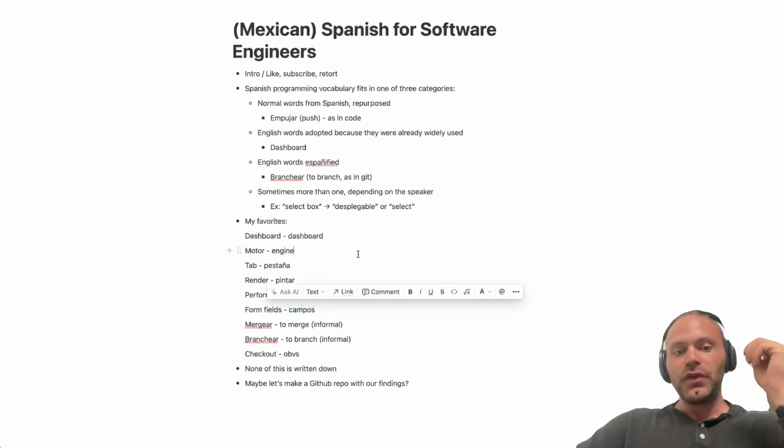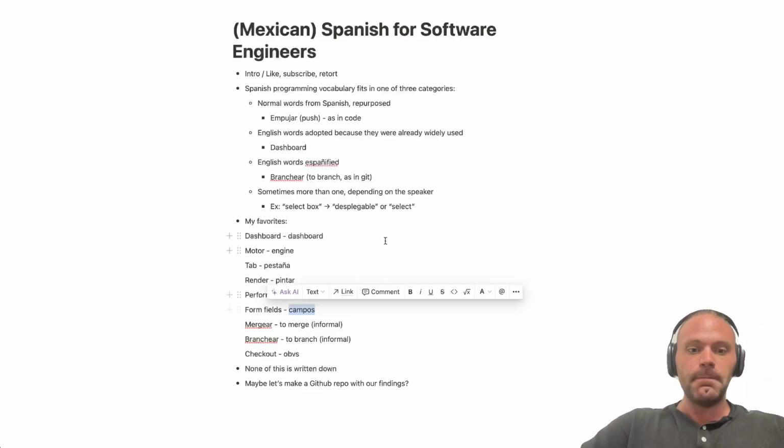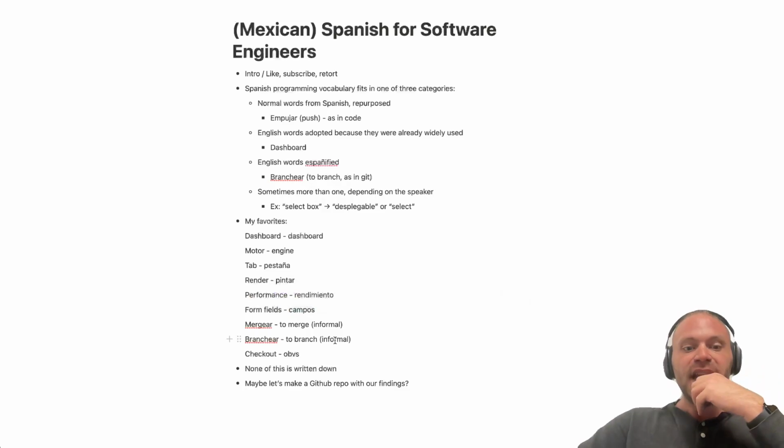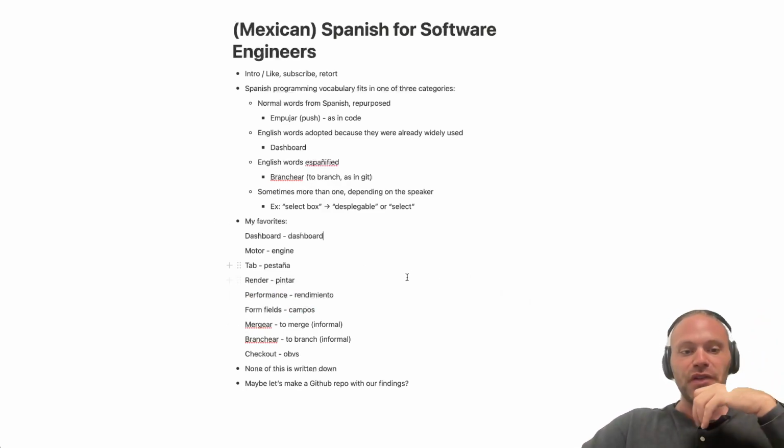Form fields, campos. This is a case where campo is also a field that a farmer would work. So it's kind of interesting that it got translated the same way in Spanish, but they do use the Spanish word for that. They don't use field from English or something. And then you have some other ones that are just kind of funny, like mergear, which you would think is pronounced mergear, just given the normal pronunciation rules, but it's mergear from what I hear. Branchear is another one. Checkout is another one. It seems like for whatever reason, a lot of the verbs from Git have been adopted straight from English.